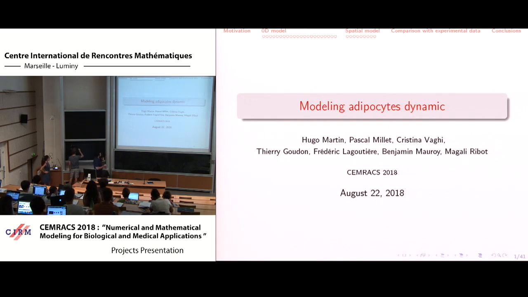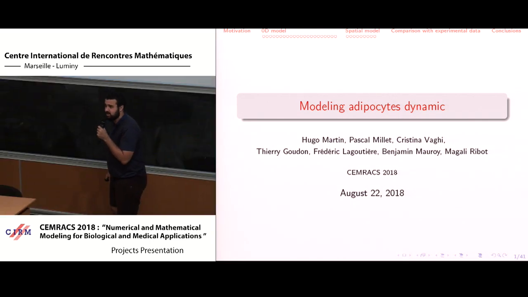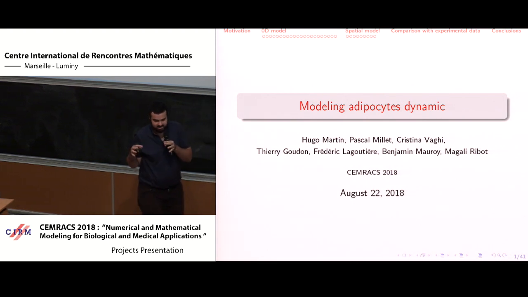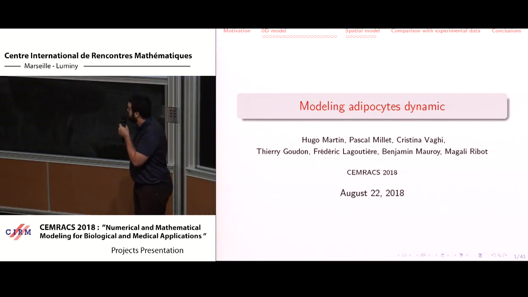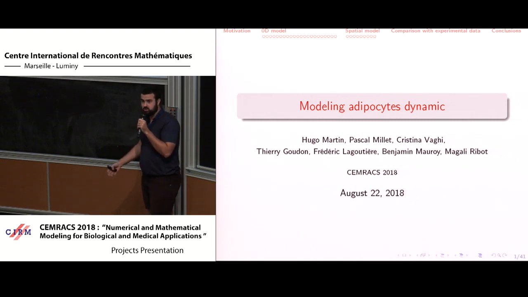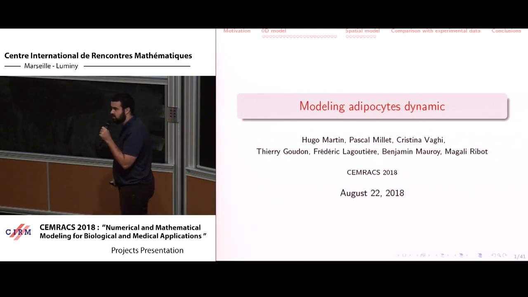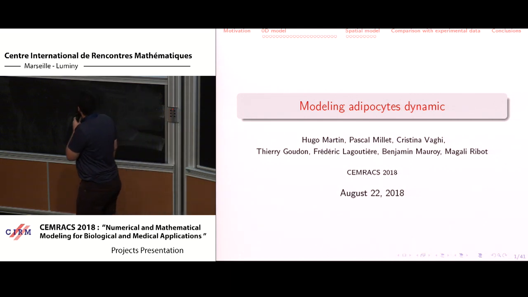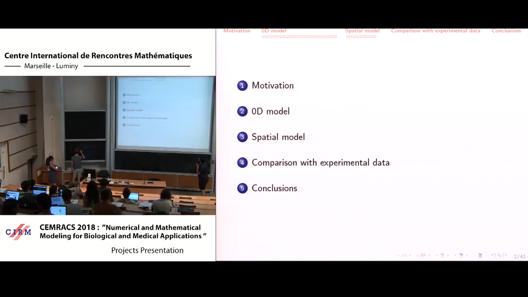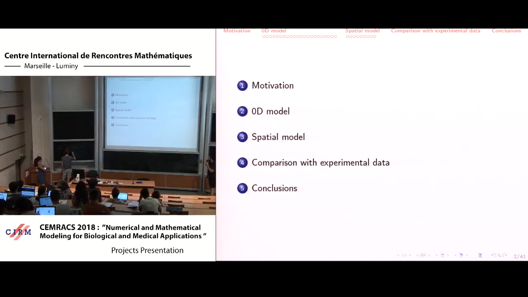We will talk about the adipocytes, and we want here to model their dynamics. So first, what's an adipocyte? Let's say that's a bank of fat in the body. These are the cells that store the lipid droplets that your organism does not use for the daily consumption. The talk will be divided in 5 parts.